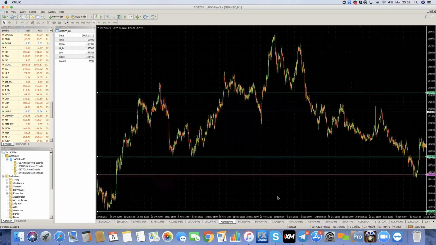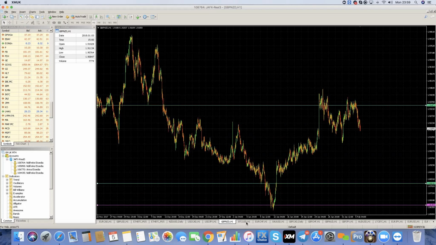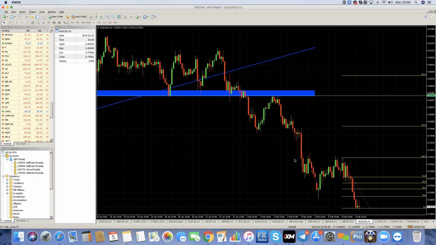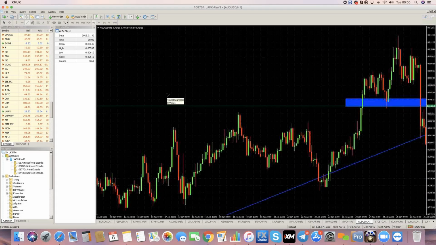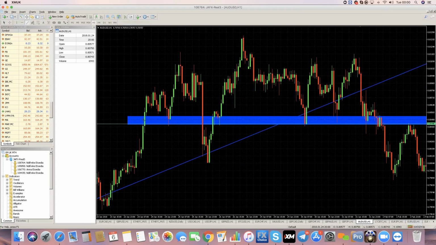Now, let me see if I can. I'm trying to remember what trade. Okay, this was the trade. This was our trade. Look at what this price did. It broke out of it. See how many times it tested that zone. Okay, it broke out of this and it misbehaved anyway. This was a false breakout.